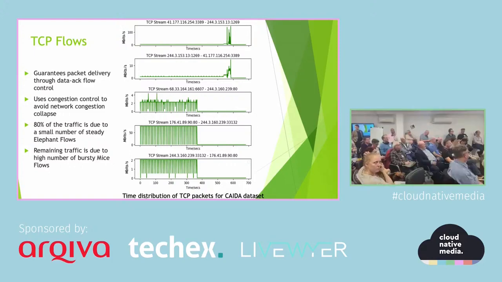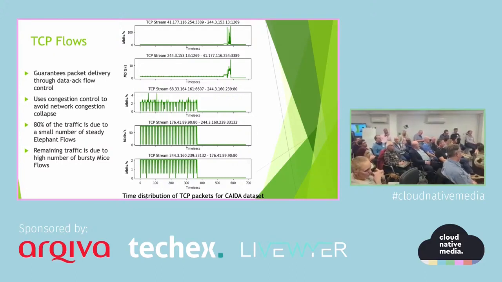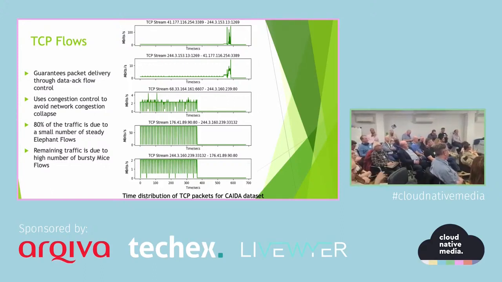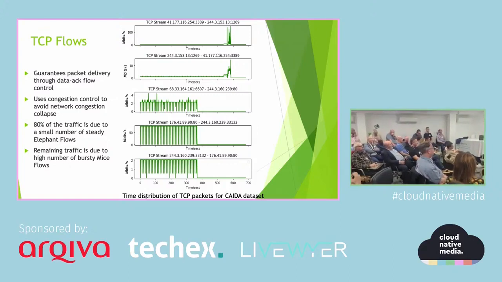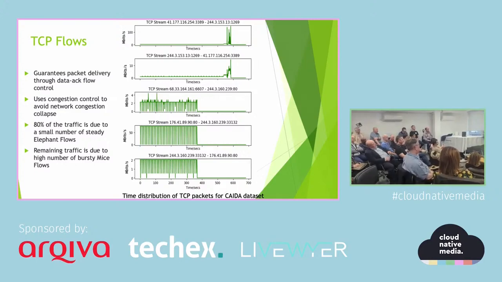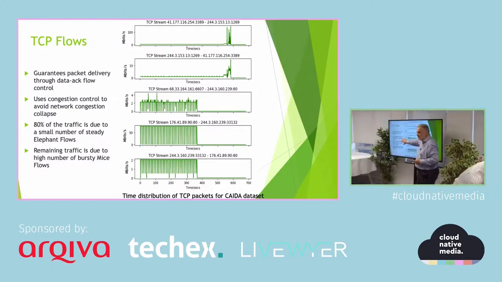Now, again, TCP guarantees packet delivery through the data ACK flow control. So that's, send a packet of data, the receiver then sends an ACK, then the sender sends a new packet of data, and this is going backwards and forwards. We need something called congestion control to avoid congestion collapse. I'm going to come on to that again in a few minutes, but this is where ARQ possibly breaks down.